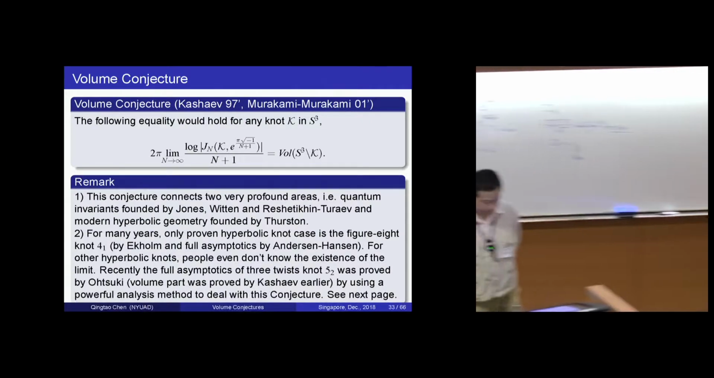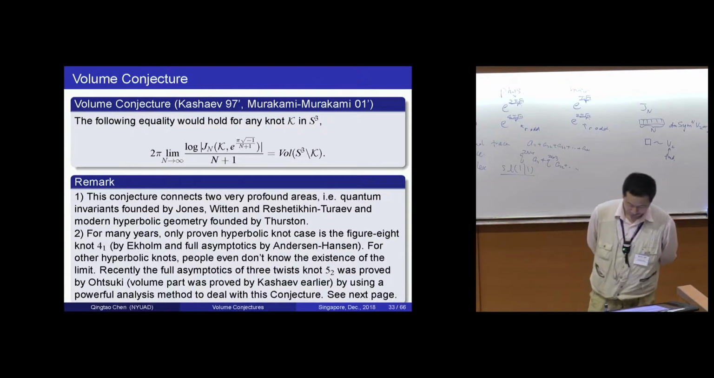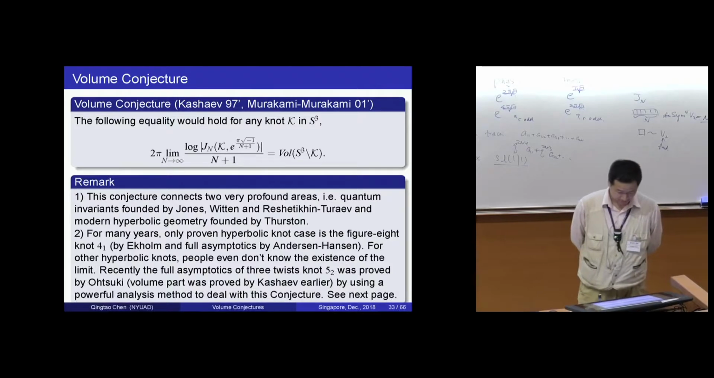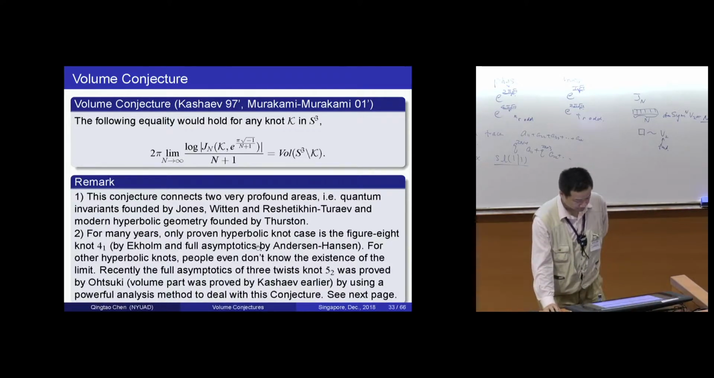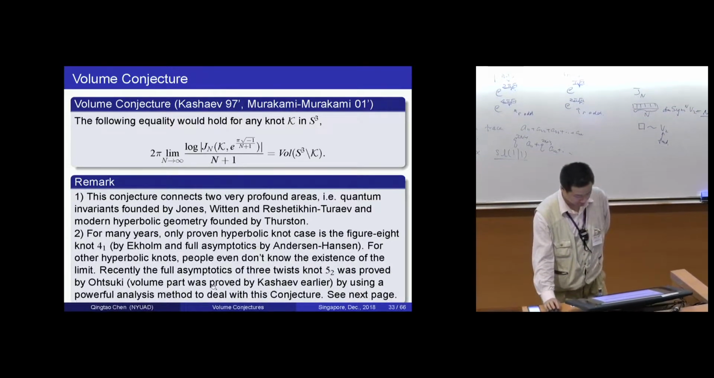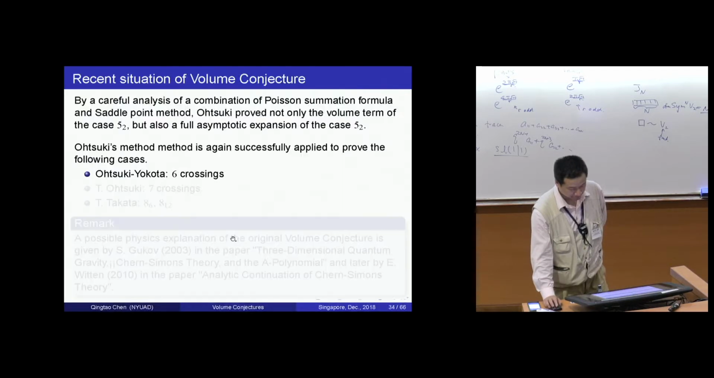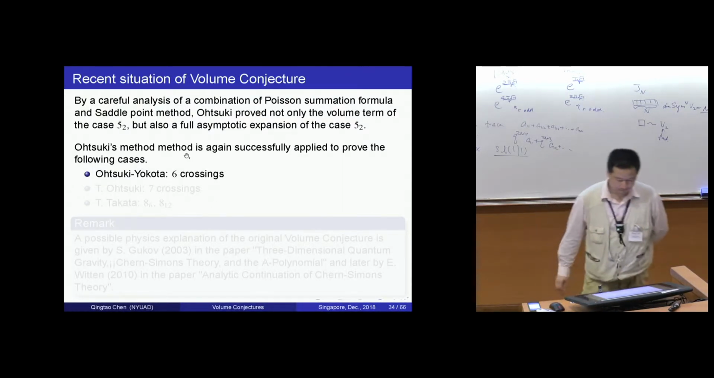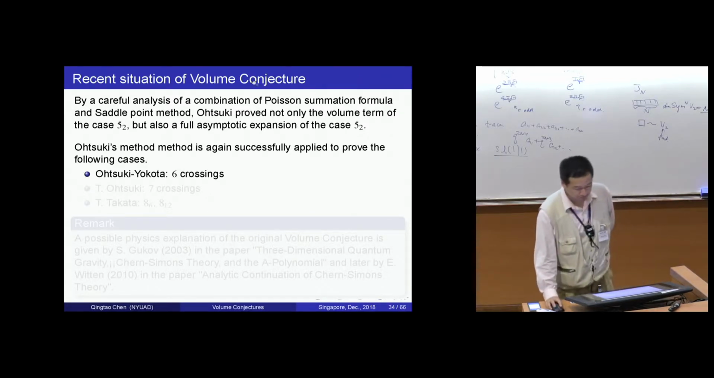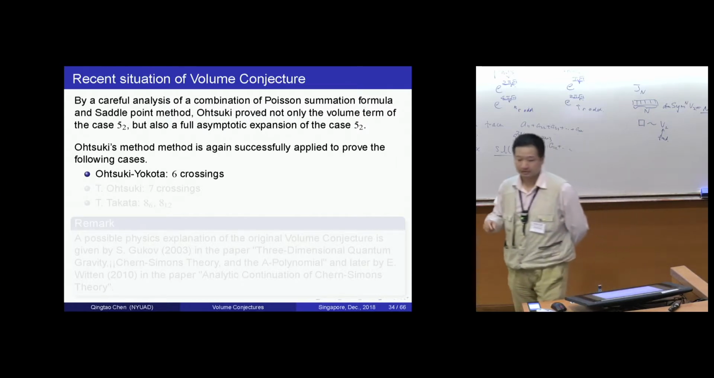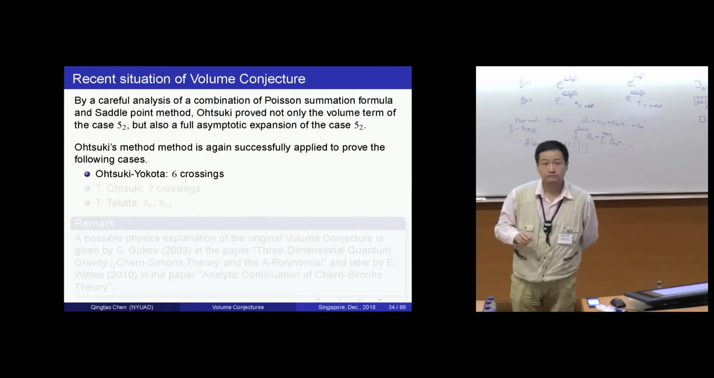Recently, the full asymptotics of three twist knots was proved by Ohtsuki, a professor at RIMS of Kyoto University. The volume part was previously proved by Kashaev earlier. He uses a powerful analysis method to deal with this conjecture. His method is the Poisson summation formula and the saddle point method. So basically, what is the Poisson summation formula?